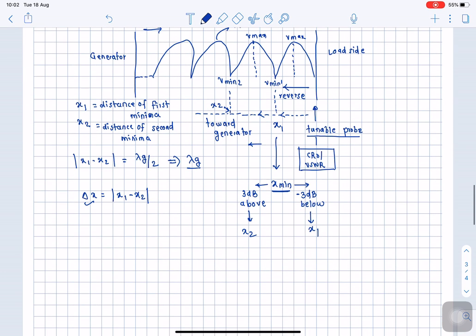I hope you understood the VSWR measurement technique for any given circuit, equipment, or transmission line.